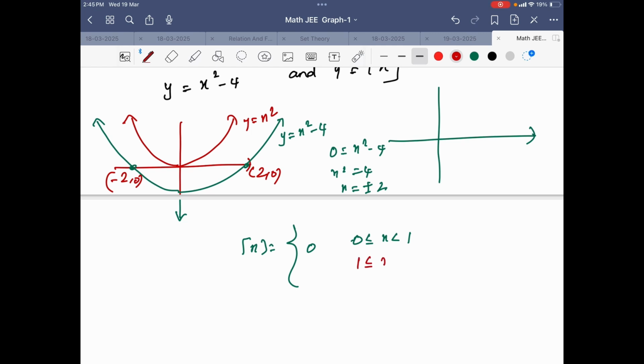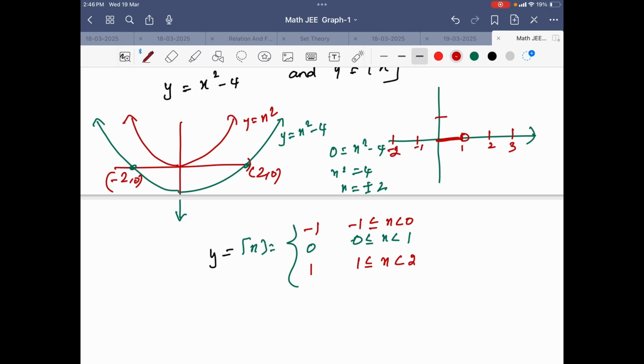If I take 1 to 2, you can take 1. For minus 1 less than x less than 0, you can take minus 1. So you can draw the graph here: 0 to 1, 1 to 2, 2 to 3. Let's take minus 1 here, minus 2. So how to draw that? This is y, right? For minus 1 to 0, y is equal to minus 1. Before that, for 0 to 1, y is equal to 0. Y is equal to 0 means the x-axis, right? This one, right?